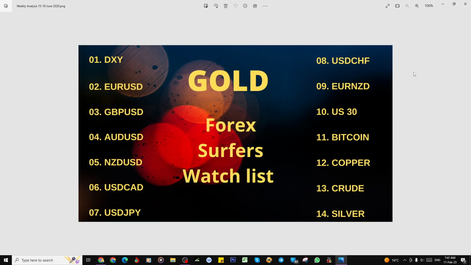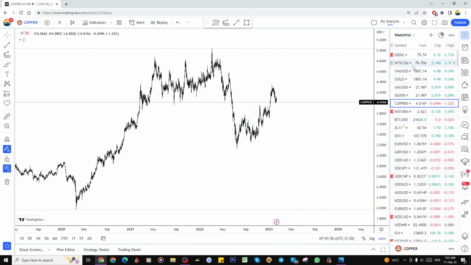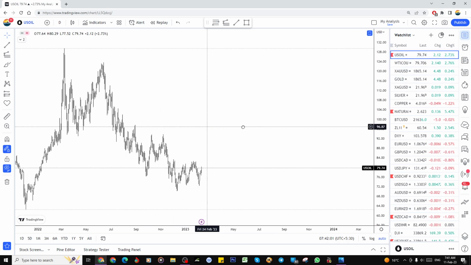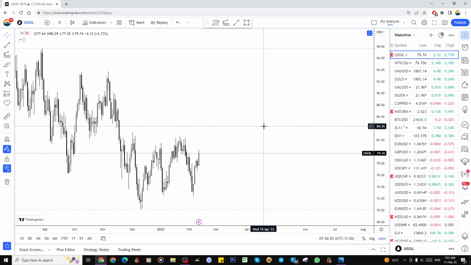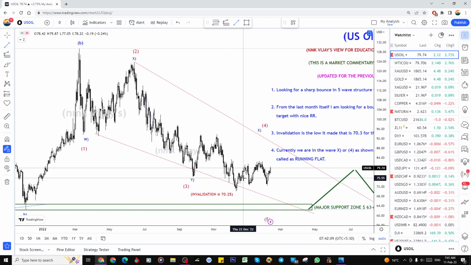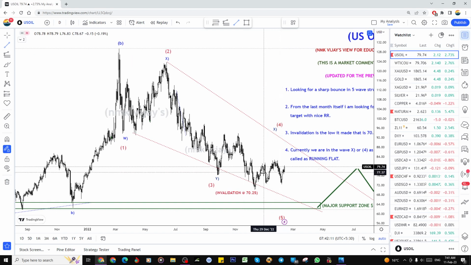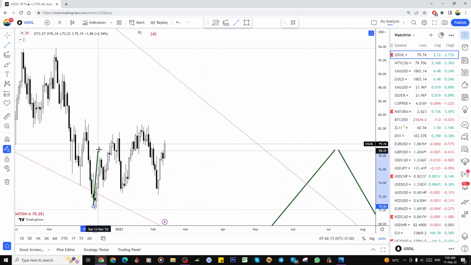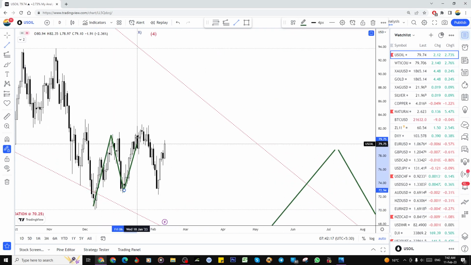So let's move on to the crude. It's a beautiful trade setup. I missed it because I'm more concentrated on all the dollar pairs. I missed this beautiful trade. Look at this. Previously, I think I already explained whether this is the completion of the correction. So from here I can expect the downtrend.